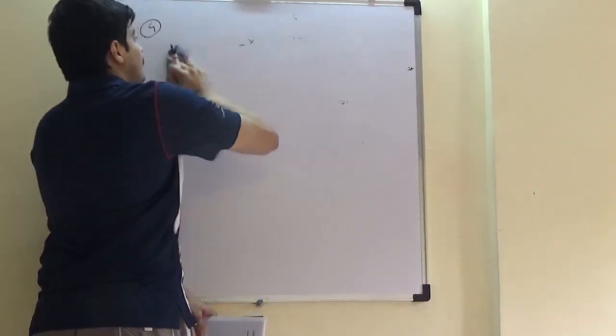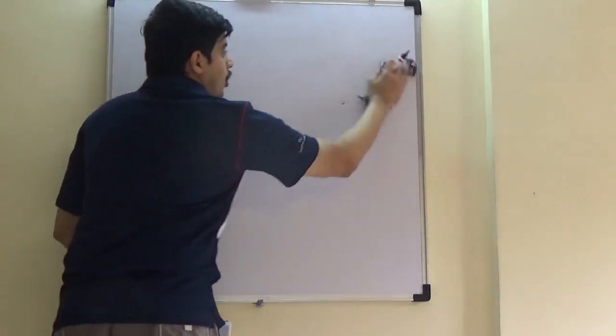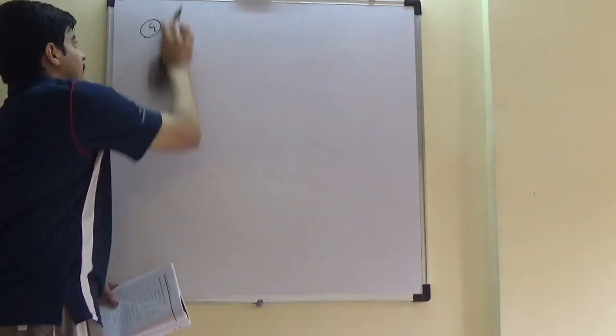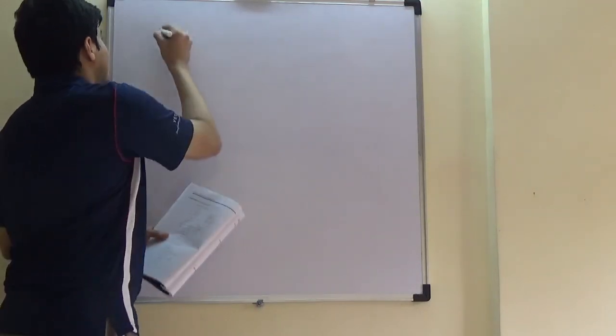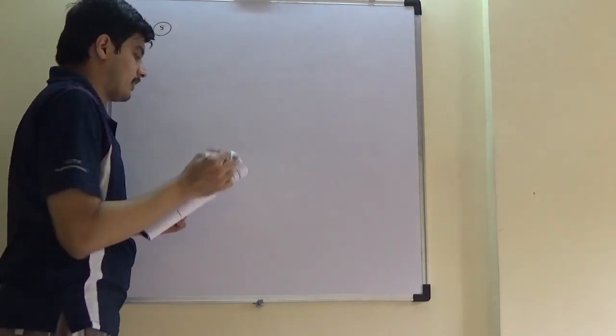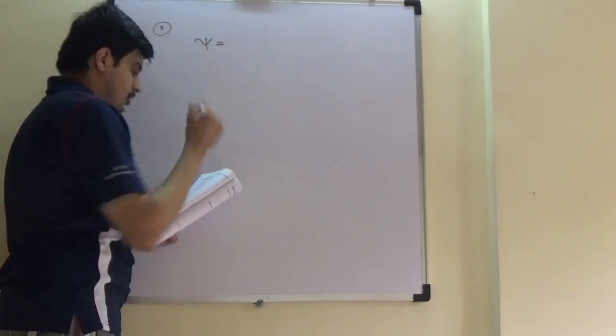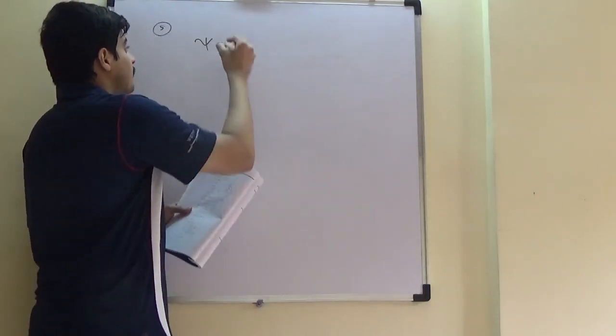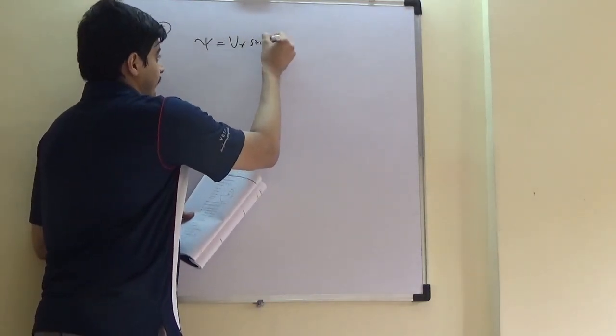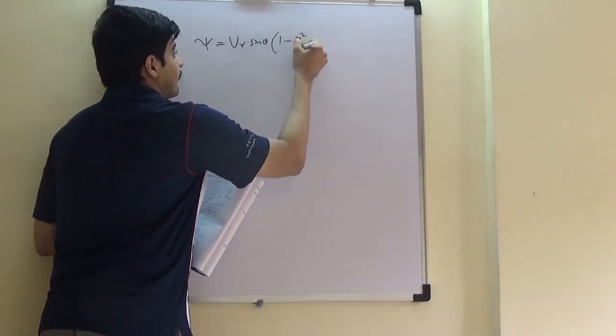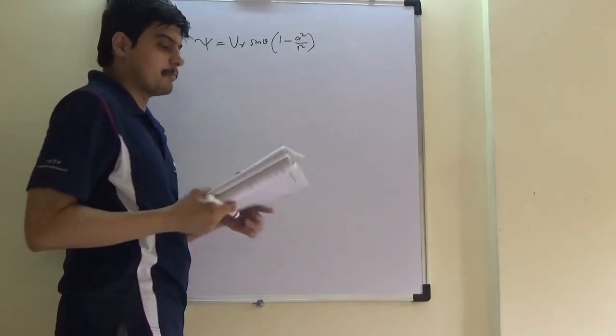Now this question tested you qualitatively on the rotating cylinder. Question number 5 is going to test you more quantitatively. There is a given function psi, which is a stream function. So a stream function has been provided.